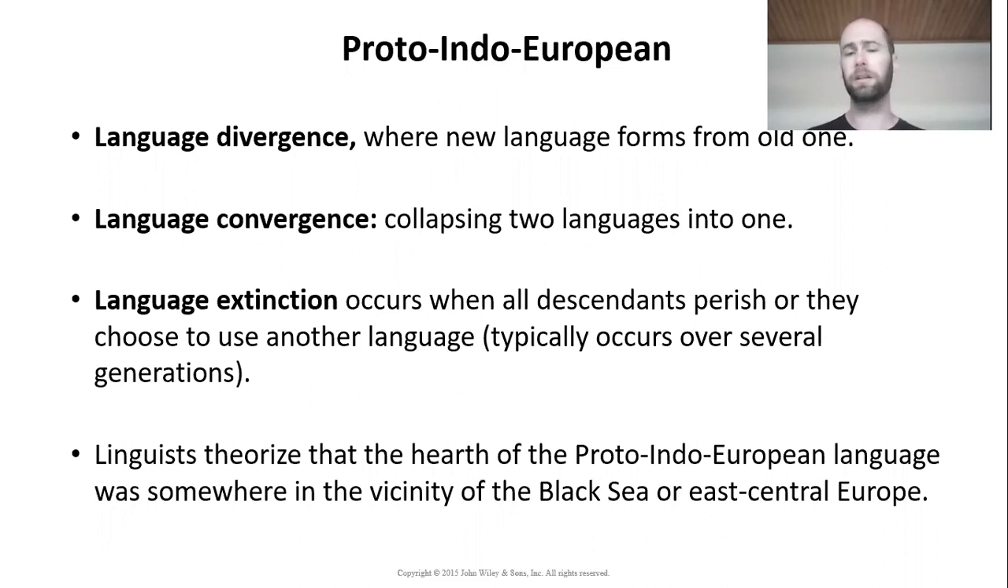And this can either happen when an entire culture dies out, when all of the descendants of the people who spoke that language perish, or it can happen, which is more often what happens, where people choose to speak another language. This generally happens over several generations as newer generations see less worth in their language, and they need to speak English because it's the worldwide language, or other places maybe like China.